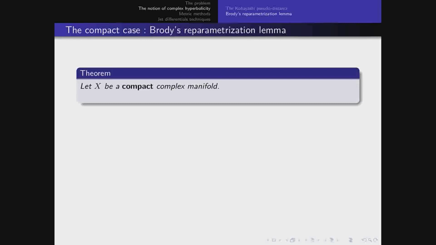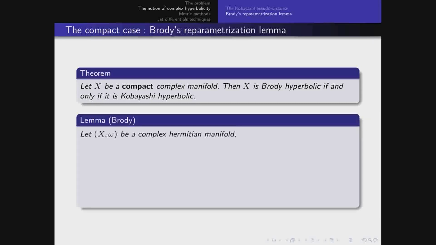Okay, so as I have just said, Kobayashi hyperbolicity and Brody hyperbolicity are not equivalent in general, but there is a very important result that they are actually equivalent in the compact case. So my counterexample from before is not compact, and that's why the following theorem does not apply. This is a theorem which was proved by Brody: if X is a compact complex manifold, then X is Brody hyperbolic if and only if it is Kobayashi hyperbolic. And the proof relies on the following lemma, which is Brody's reparametrization lemma, which tells you the following.